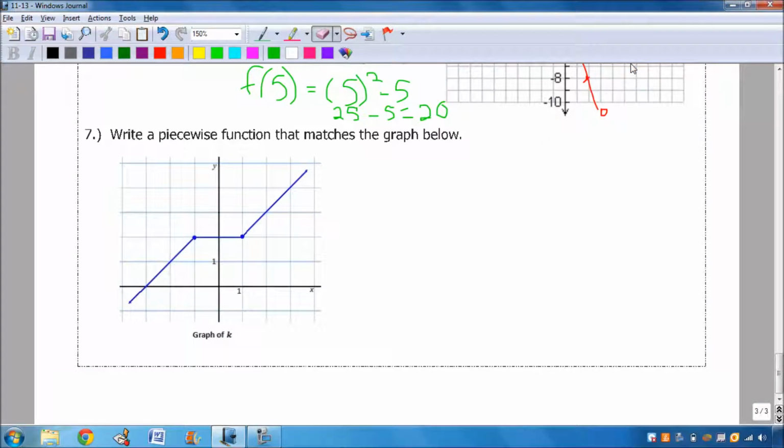All right, so question number 7. This time we're going to create a function that matches the graph below. So what I'm going to do is break it up into my 3 pieces so I can see where each piece of my function is. And I know that this is x equals -1 and that this is x equals +1. All right, so I know that my sections are from -infinity to -1, from -1 to +1, and then from 1 to infinity.